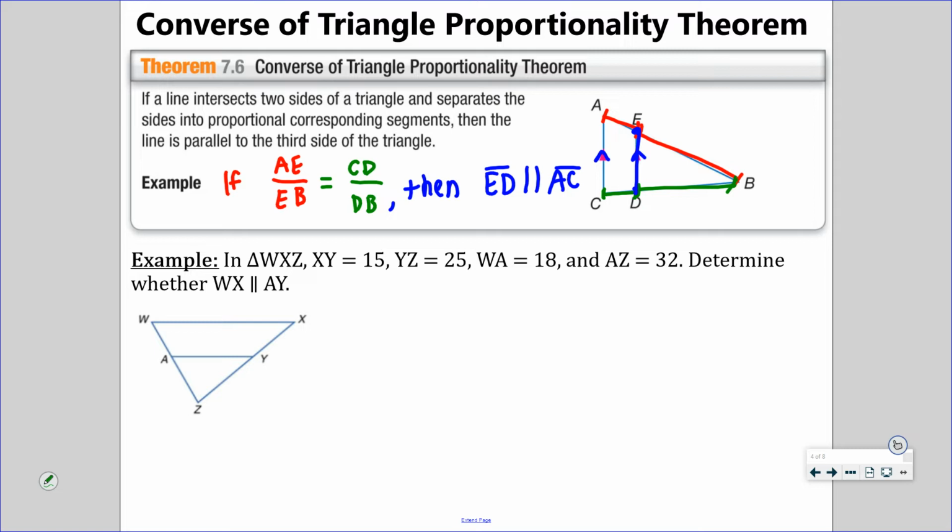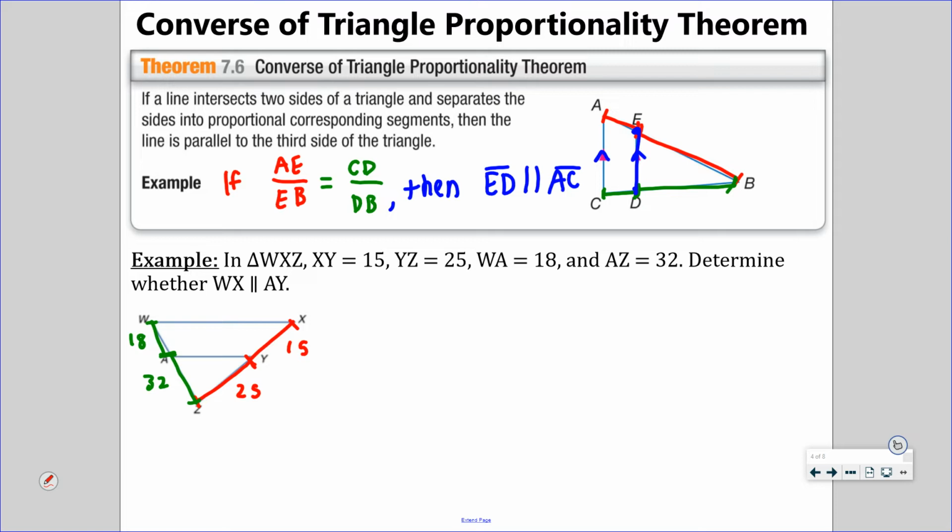Okay, so let's try an example of using the converse. In this example, it says in triangle WXZ, XY is 15, YZ is 25, WA is 18, and AZ is 32. So it's basically giving you the length of all these little chunks. Let's fill these in as we go. XY is 15, YZ is 25, WA is 18, AZ is 32. So as long as we can show that AY is splitting those two sides into proportional pieces, then we can conclude WX and AY would be parallel.